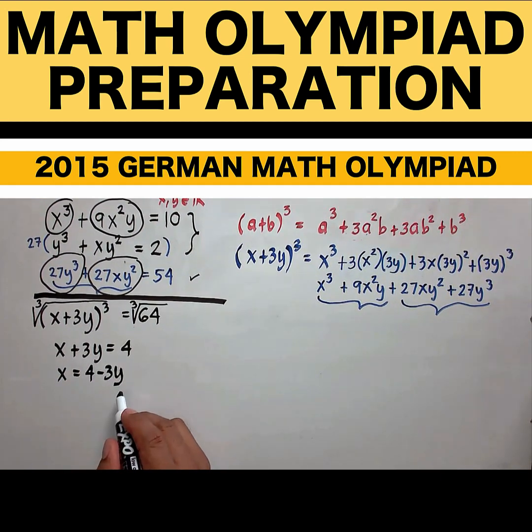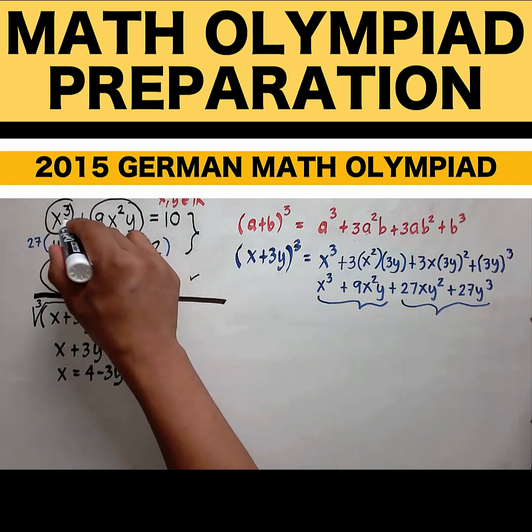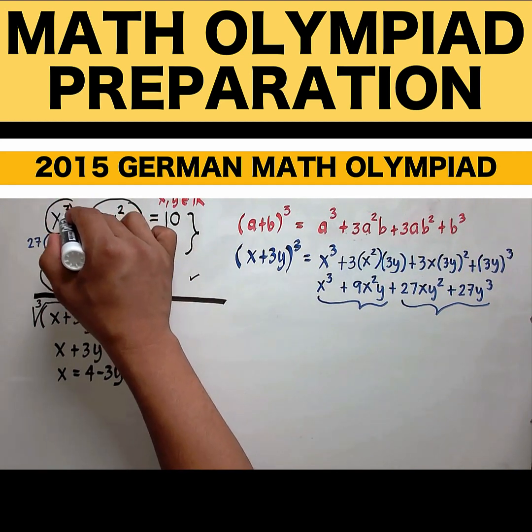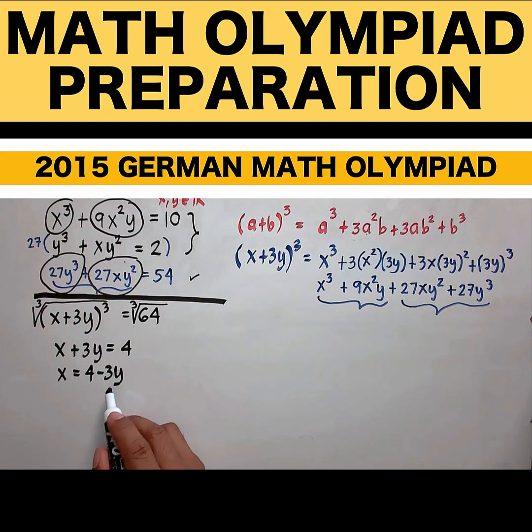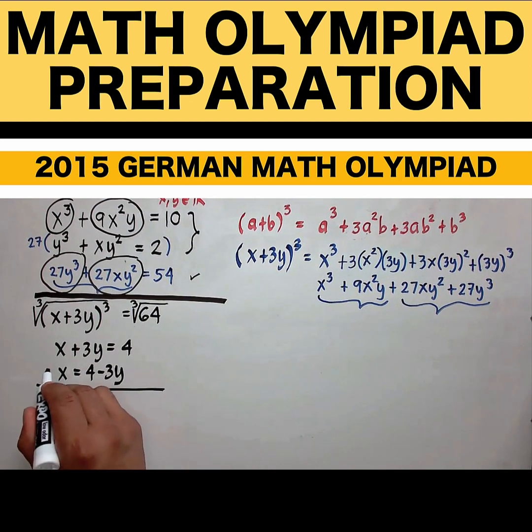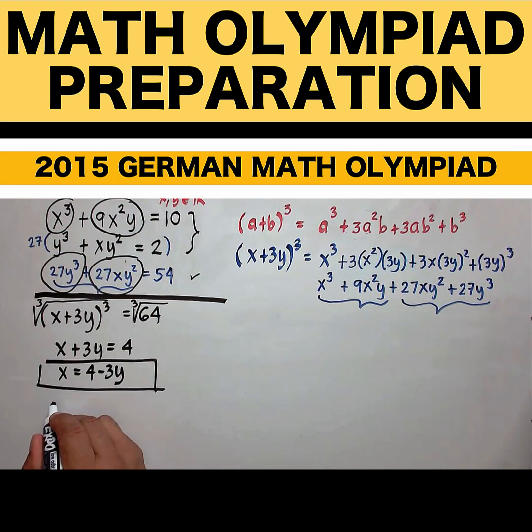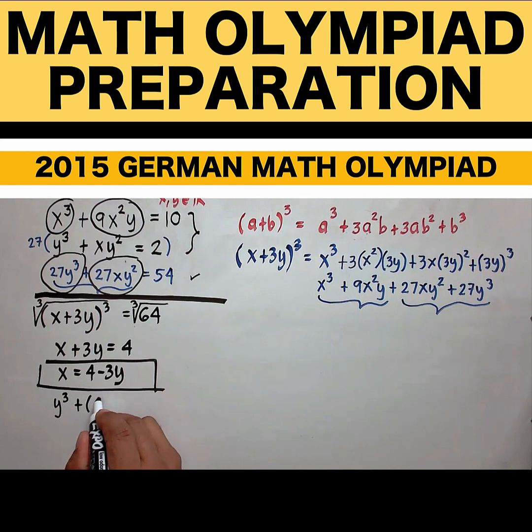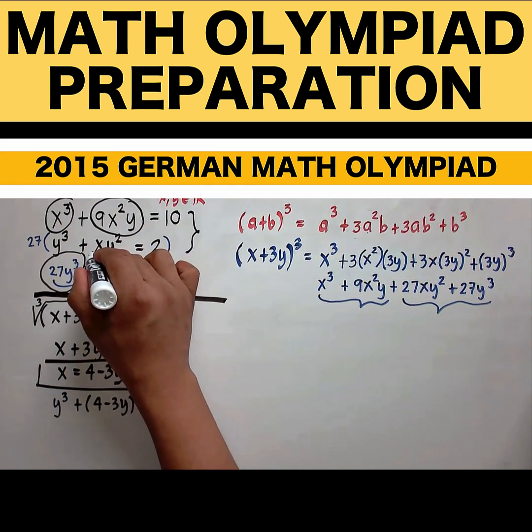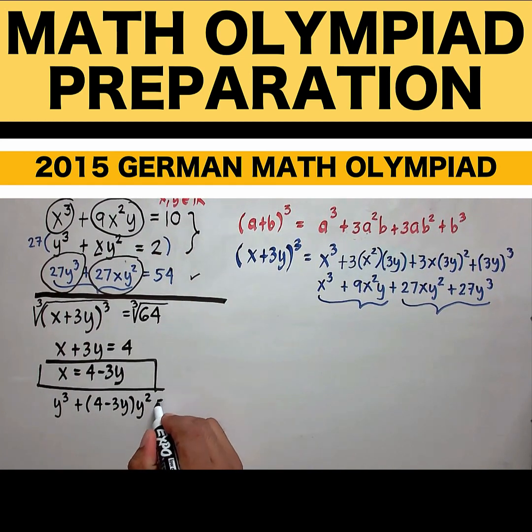Now, we can substitute this to the first or the second equation. But we will try to avoid the first equation because this is raised to the third and it would be difficult to raise this to the third. So let's take the original second equation. So substituting this to the original second equation, we have y cubed plus, our x now is 4 minus 3y, so we're in this part, times y squared equals 2.